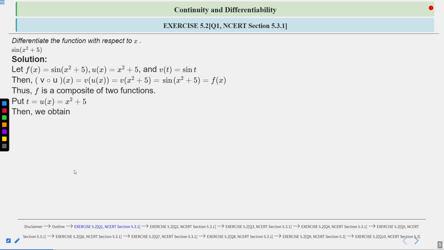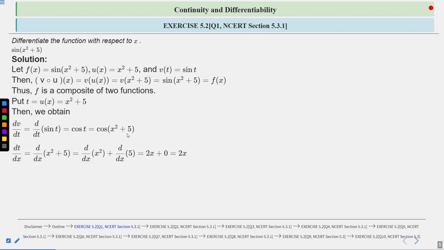Then we can obtain dv upon dt, which will be equal to d upon dt of sine t, which will be equal to cos t, right? Differentiation of sine t is cos t, we all know, right? And t is basically x square plus 5. So it will be cos of x square plus 5.